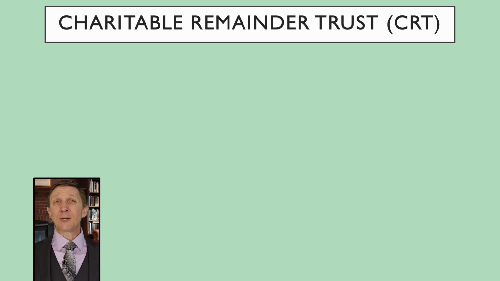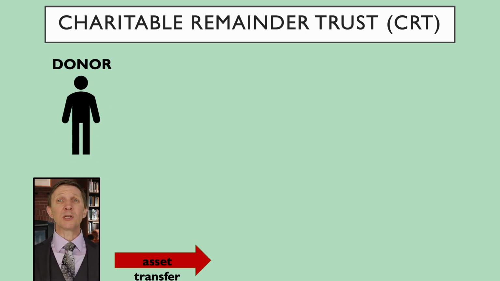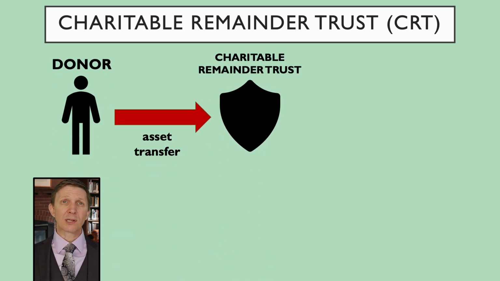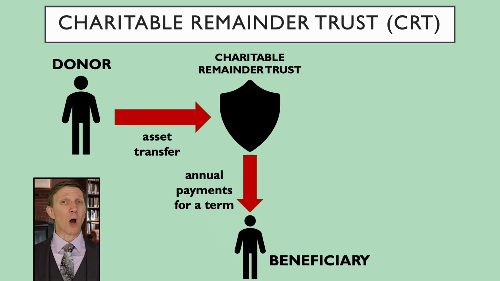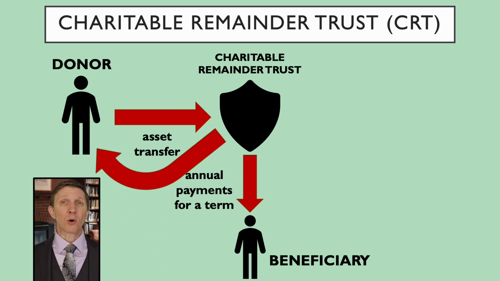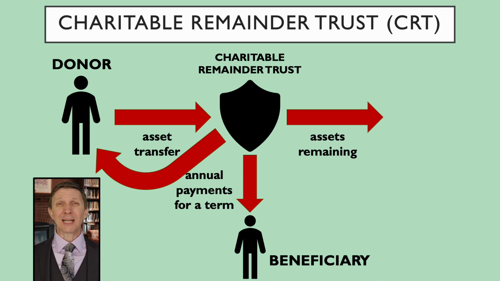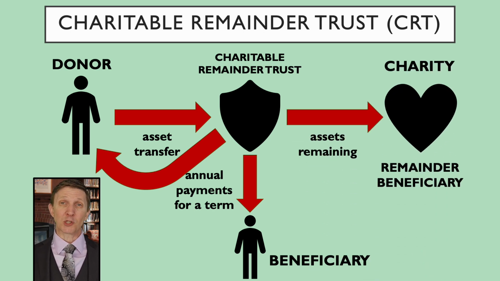A charitable remainder trust, or CRT, starts when a donor transfers assets into the trust. The trust makes specific distributions at least annually to one or more non-charitable beneficiaries for the beneficiaries' lives or for a specific number of years. The grantor, along with the grantor's spouse, can be and often is the beneficiary. At the end of the term, the assets remaining in the trust go to one or more charities. The charity is called the remainder beneficiary.